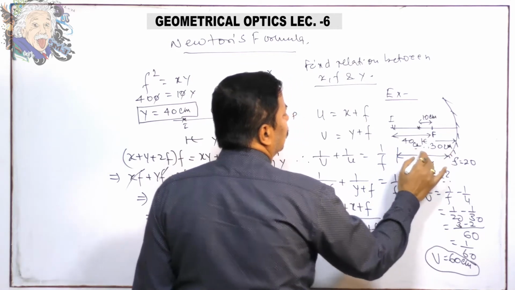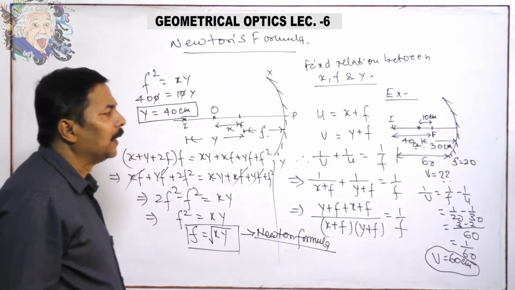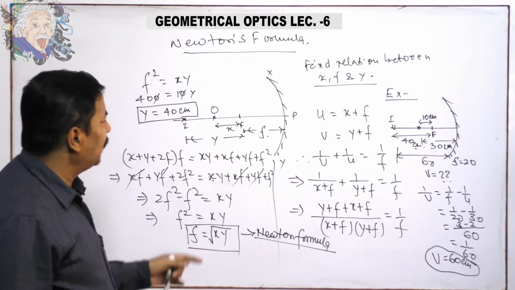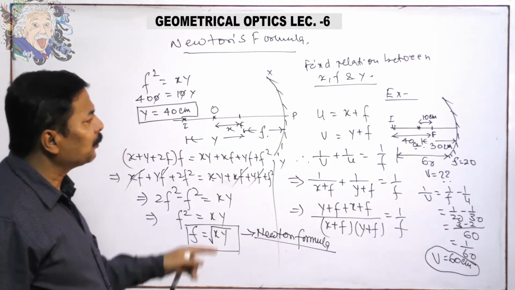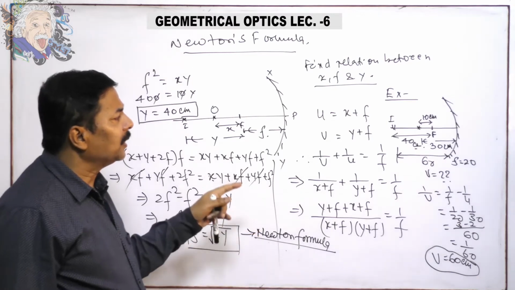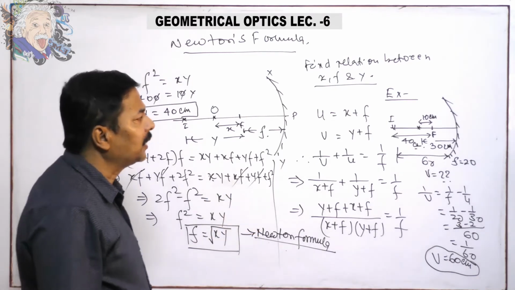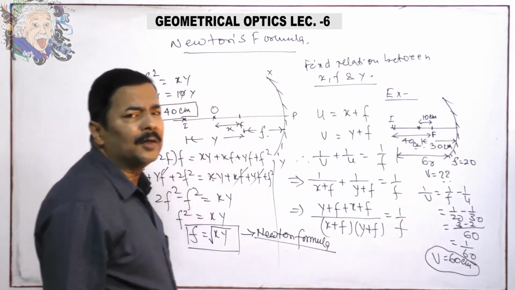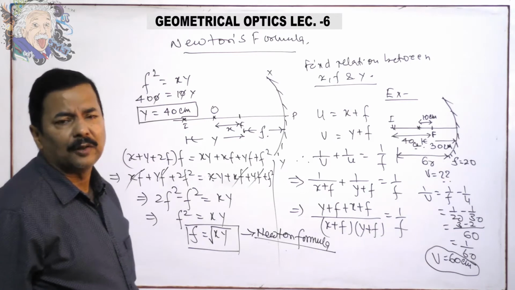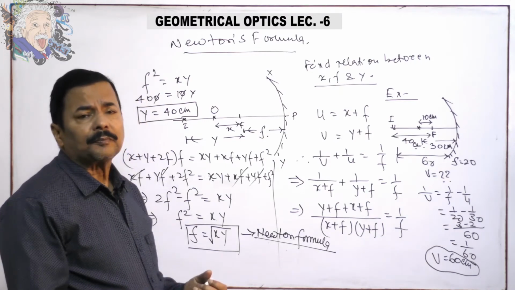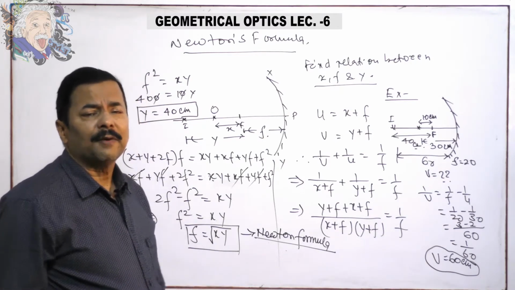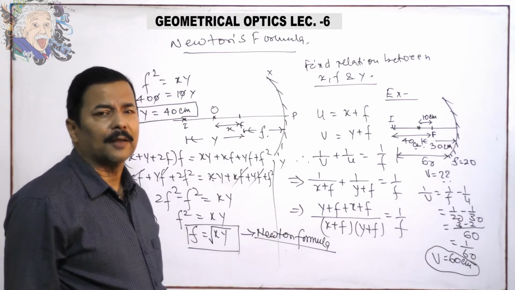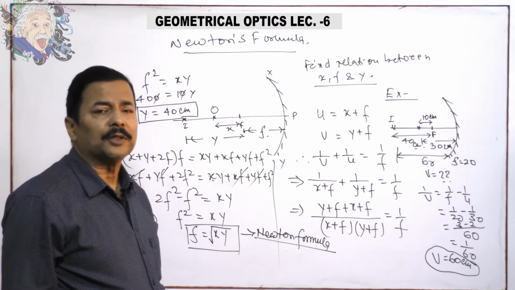So we don't use this formula frequently. We only use this formula to check the value of f. And you should remember that this formula is useful, but it has the shortcoming that it will not give you whether the image is formed on this side or that side. Therefore, we generally do not use this formula for finding the value of u and v. Better, if the distance is given from focus, then you can use this formula. Otherwise, use this formula for test only, to check whether f is equal to the square root of xy or not.